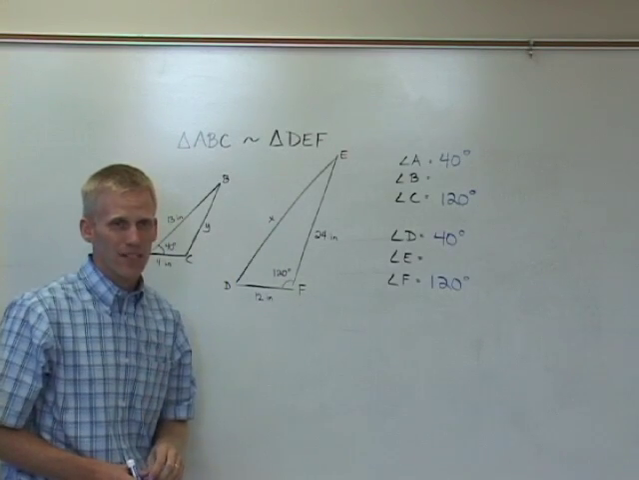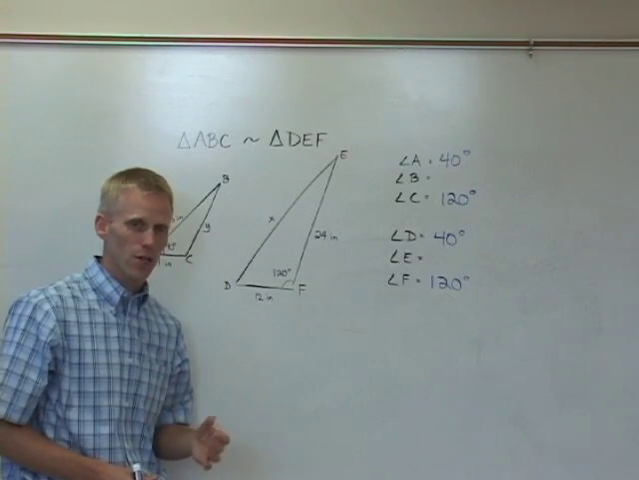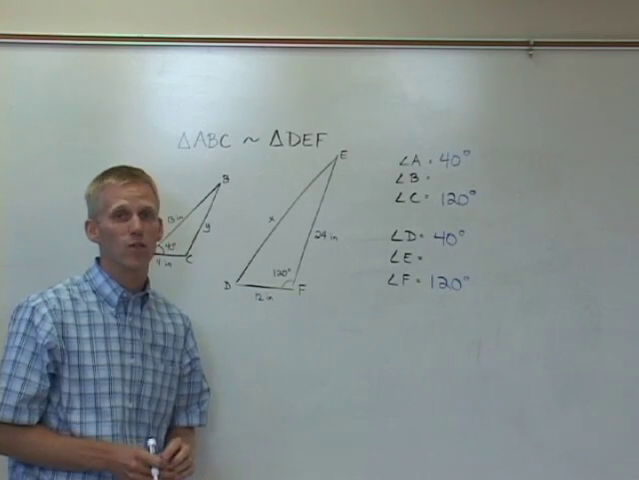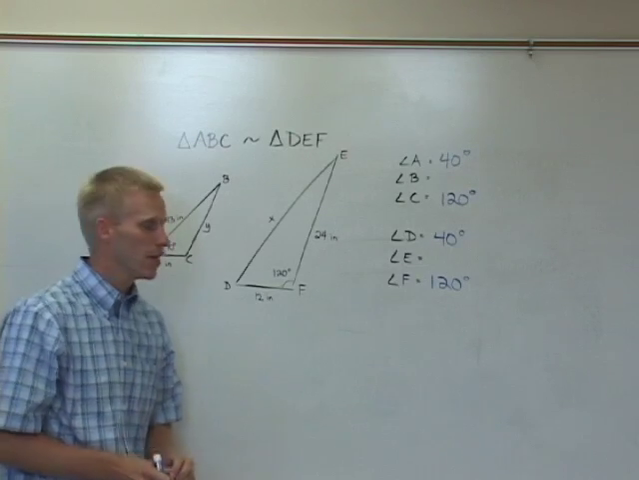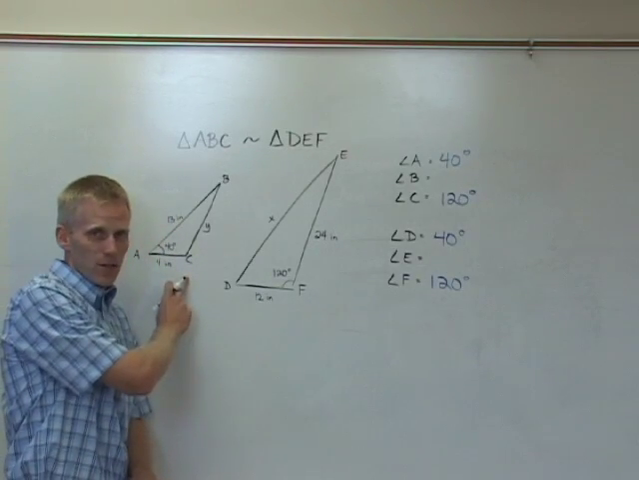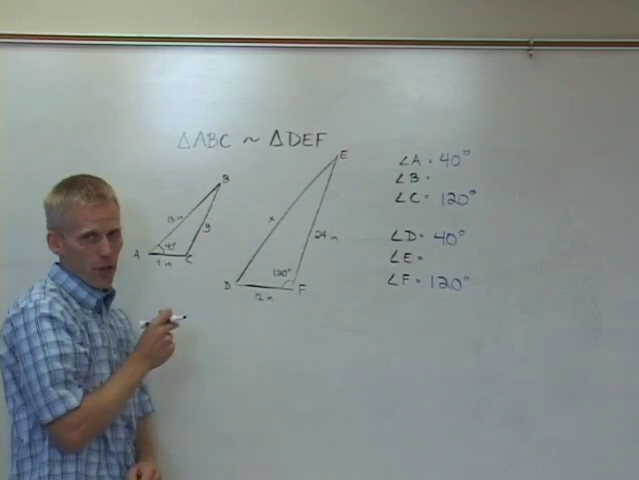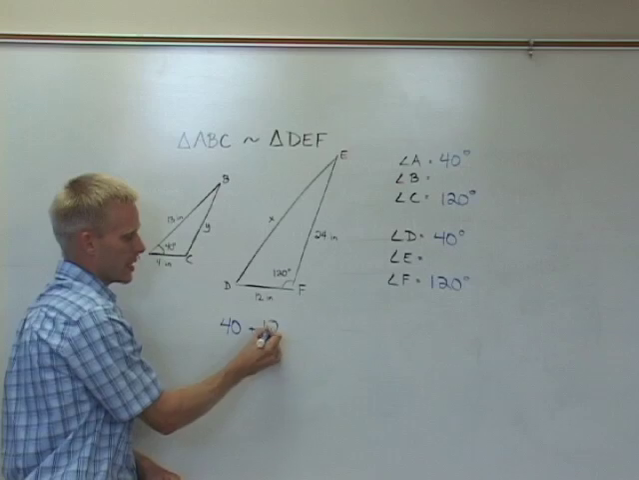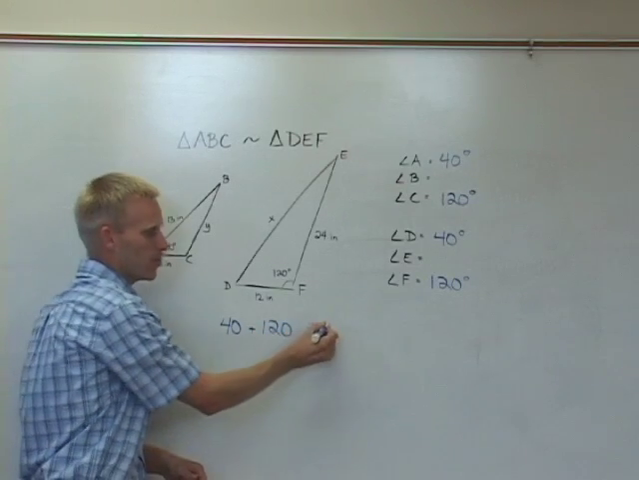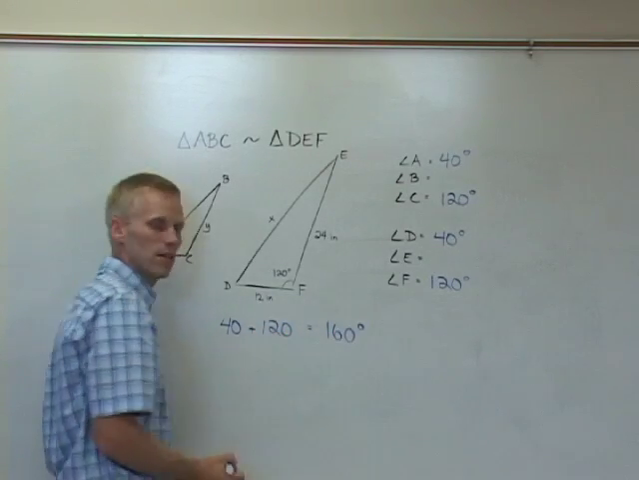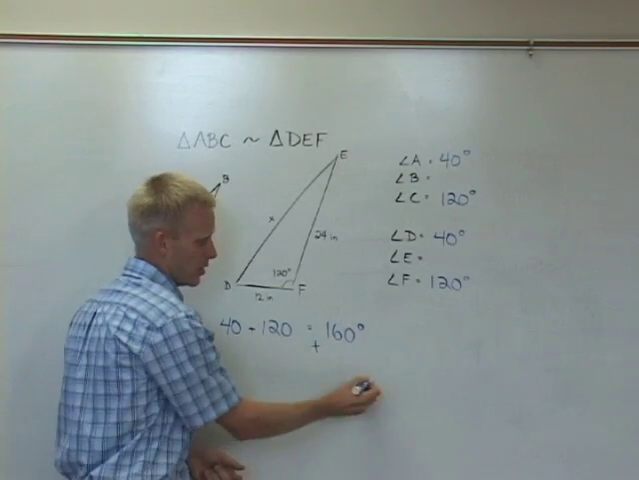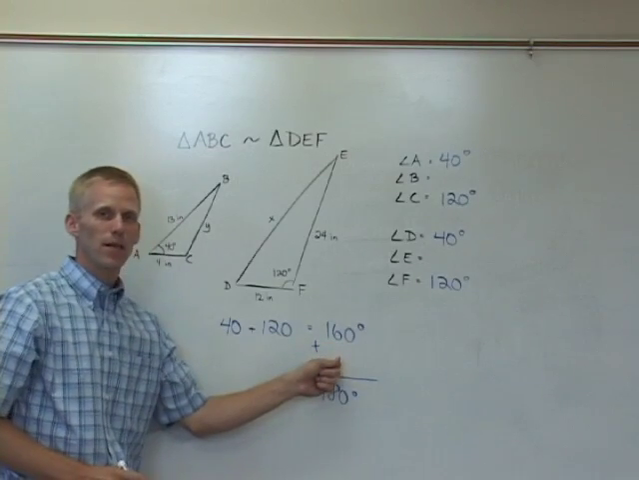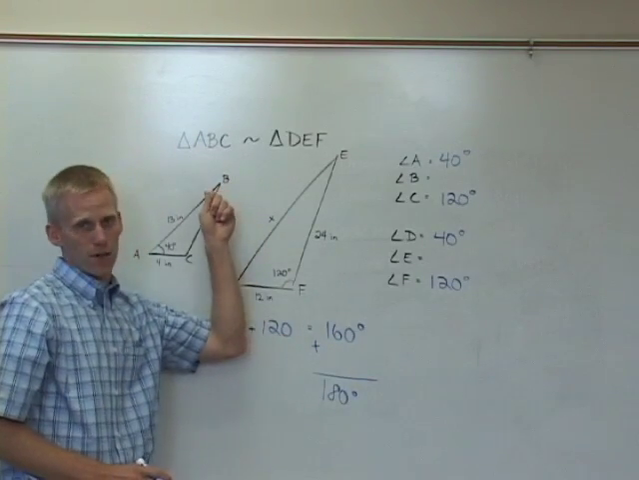One way that we can figure this out is to use some prior knowledge. We know that the sum of the interior angles of any triangle is 180 degrees. We know two of these angles. That should help us get the third. We have a 40 and a 120. That gets us all the way up to 160 degrees. We know the total needs to get us to 180, which means the missing piece must be 20 degrees.